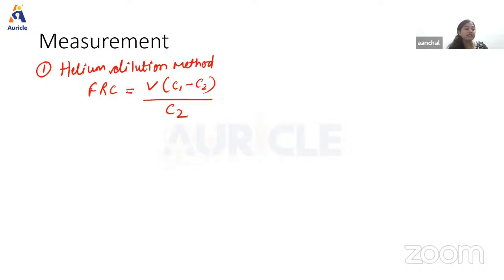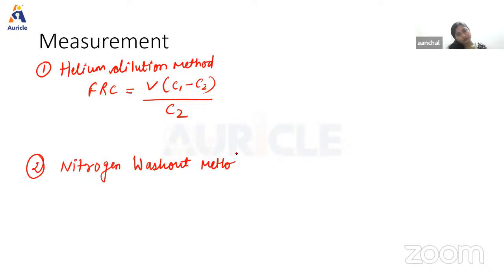Another method we have is the nitrogen washout method. Now, what happens in this method? Here, normally the concentration of nitrogen in air is 80%. So if the total quantity of nitrogen in the lungs is measured, the volume of air present in the lung can be calculated, and that can be calculated by a formula that we are also going to discuss.